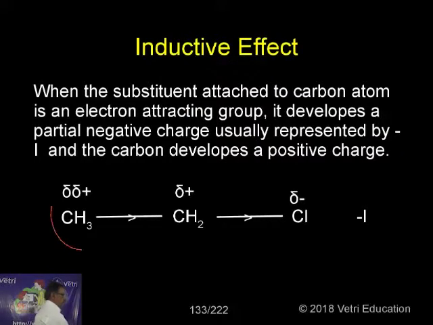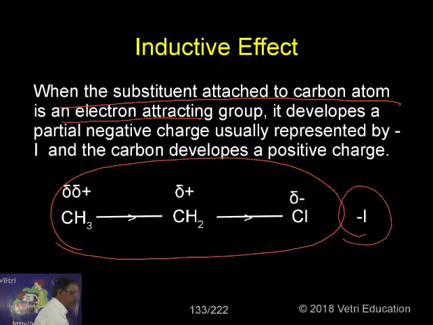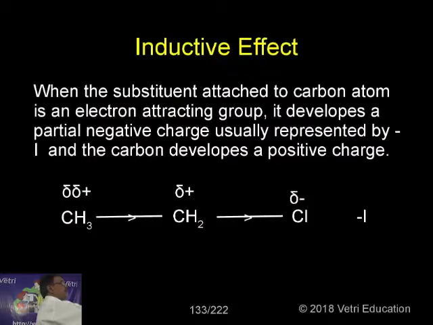Suppose you take the example of ethyl chloride. When the substituent attached to the carbon atom is an electron attracting group, that is Cl, it develops a partial negative charge, and the carbon develops a positive charge. So the first carbon is delta plus, the second carbon is 2 delta plus. The inductive effect will be more very near and close to this chlorine, and when it is far and far away, the inductive effect decreases. This is the information for minus I.